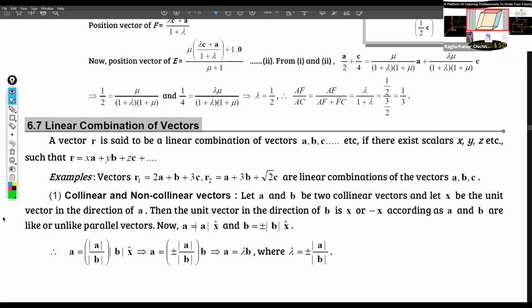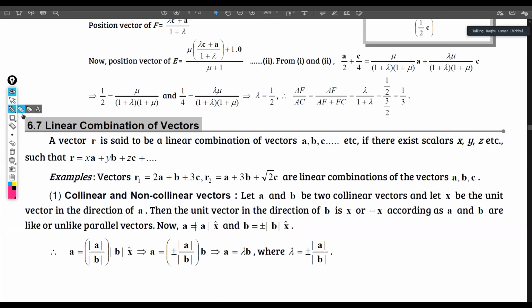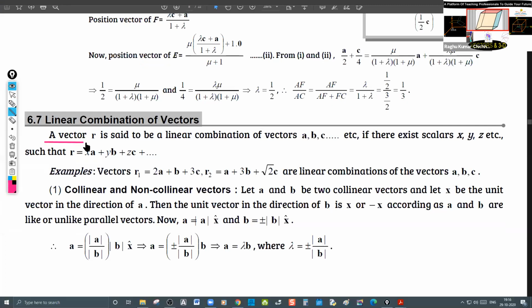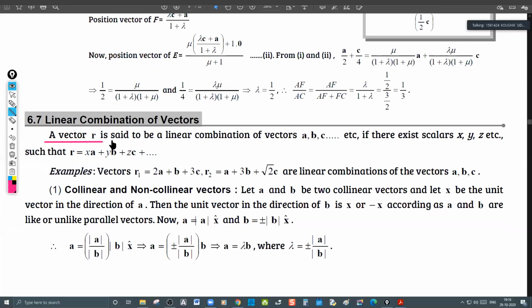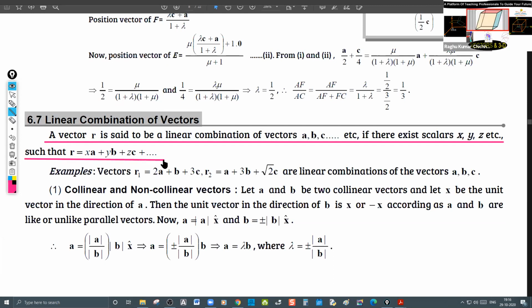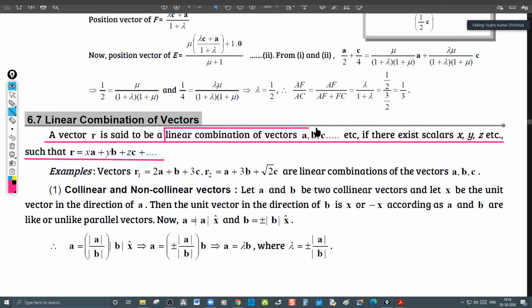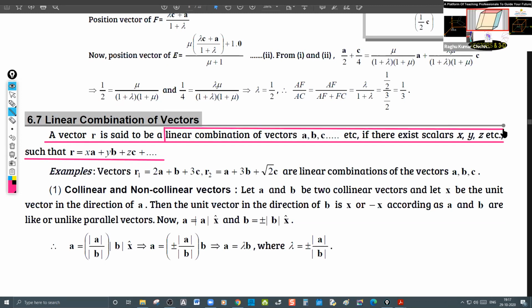A vector... Kaushik, can you read this? I'm underlining it. Are you reading? No, sir. Then you can read it. Come on, read this, I'm underlining it. A vector R is said to be a linear combination of vectors A, B, C, etc., if there exist scalars X, Y, Z, etc., such that R equals X A plus Y B plus Z C plus so on. Correct, no? So this is called a linear combination of vectors, and X, Y, Z are scalars. Yes, sir.